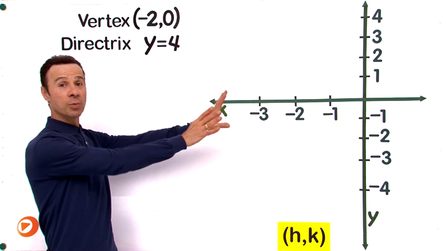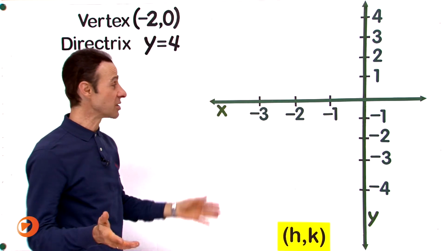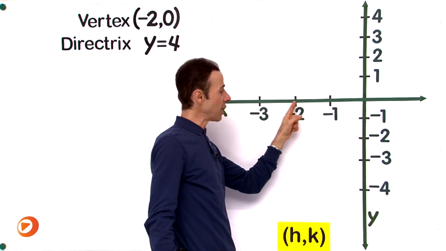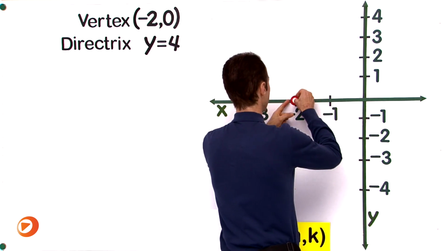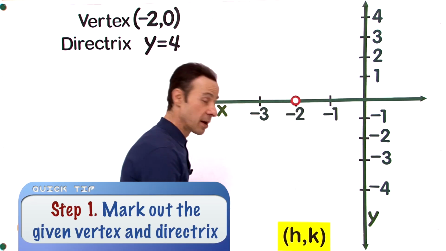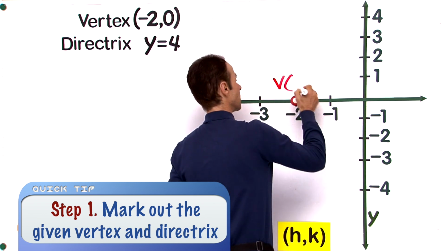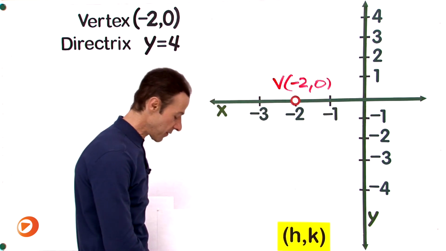Take these guys, put them on the number plane. So what do we have? We have the vertex at -2, 0. So let's go ahead and find that. On the x-axis, -2, 0 would be right at this point right there. So let me just mark that up. So there's our vertex. Let me just write that up. So vertex V is equal to -2 and 0. That's our first piece of information.